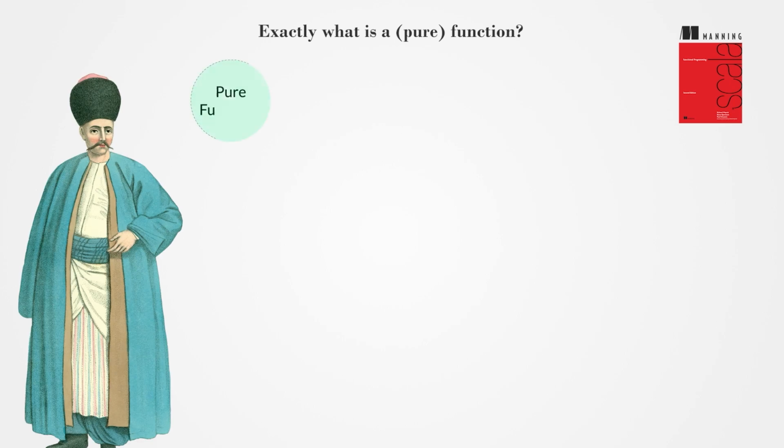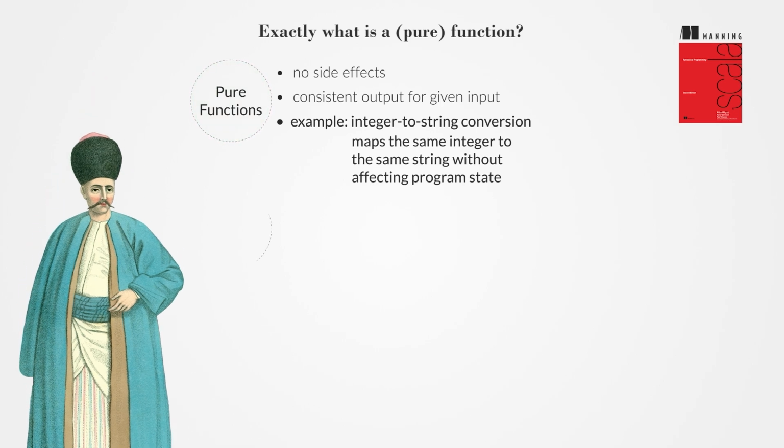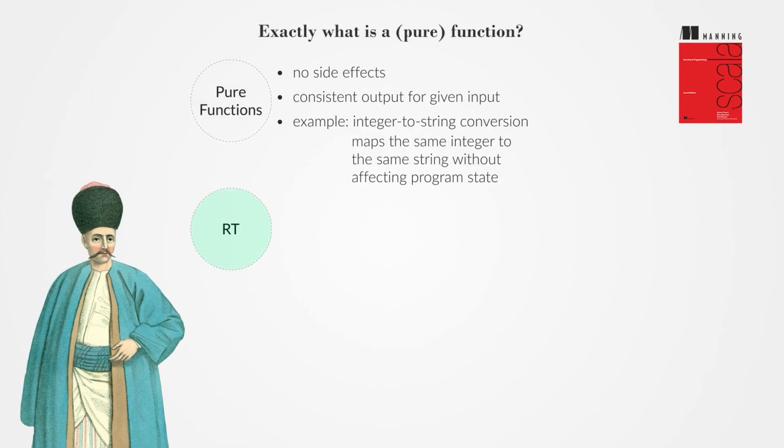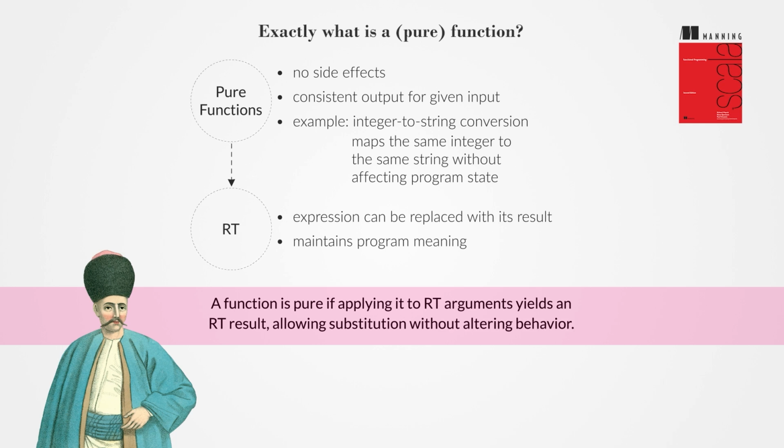FP relies on pure functions, which have no side effects and consistently produce the same output for a given input. For instance, converting an integer to a string always maps the same integer to the same string without affecting the program's state. Referential transparency, RT, means an expression can be replaced with its result without changing the program's meaning. A function is pure if applying it to RT arguments yields an RT result, allowing substitution without altering behavior.